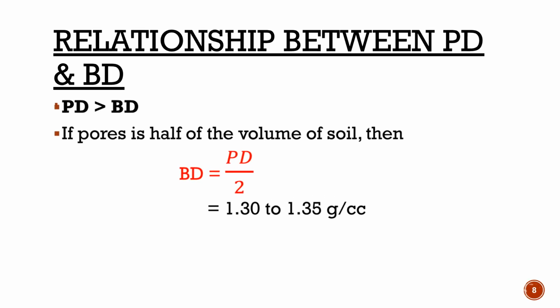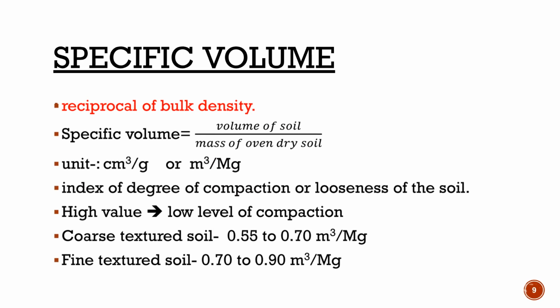Particle density is always greater than bulk density. If pores occupy half the volume of the soil, the bulk density is half of the particle density. Specific volume is the reciprocal of bulk density. It is an index of the degree of compaction or looseness of the soil. A high value indicates a low level of compaction.